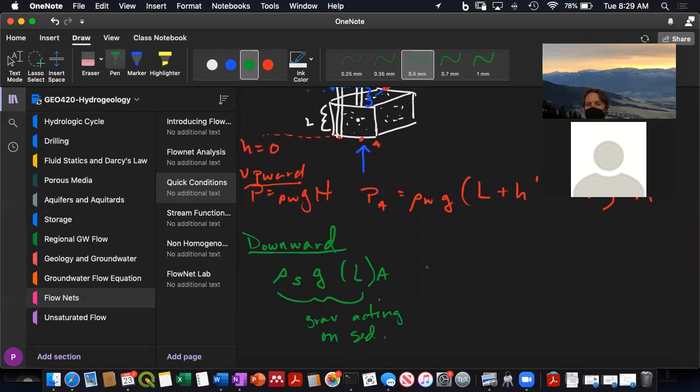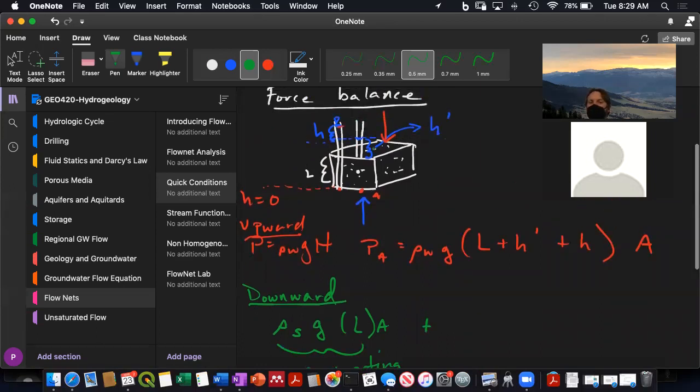All right. I also have the fluid pressure pushing down at the top of my cube. So that's rho water G. Now the height here to calculate this pressure is just this height. So that's H prime times A. All right, so upward, this is my upward force. These are my two downward forces. And at equilibrium, if my sediment is not moving, then they are equal to each other.